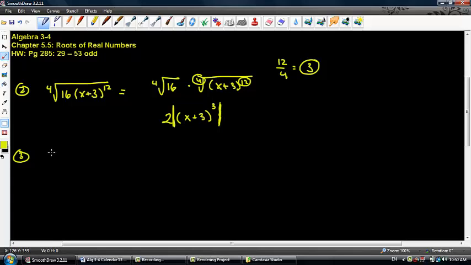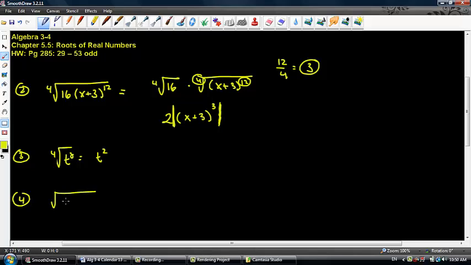Number 3 here. If I take the fourth root of t to the 8th, I'm going to take 8 and divide it by 4, I get t squared. Now, keep in mind, I do not need absolute values here, because regardless of whether it was positive or negative, once I square it, it's going to become positive. So there is no need for absolute values on that problem.